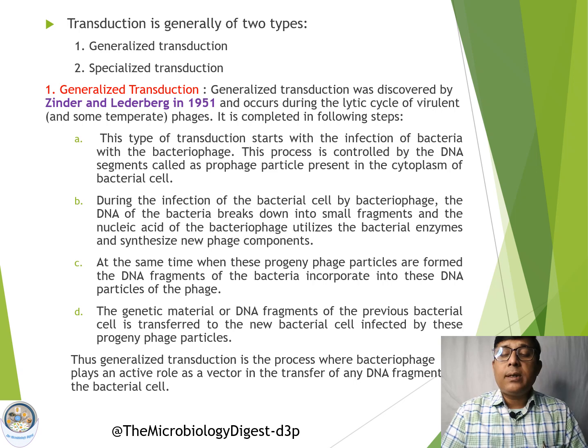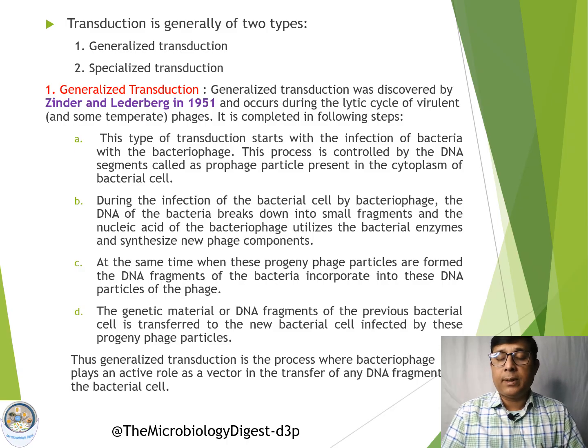So here what happens? This starts with the infection of a bacteria by a bacteriophage, and once the infection is initiated, or when the bacteriophage infects the bacteria, there is fragmentation or lysis of the bacterial DNA. Okay, and the phage machinery utilizes the entire bacterial machinery for production of the new progeny phages.